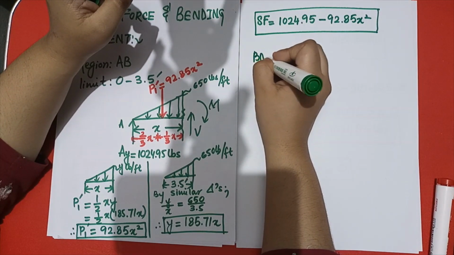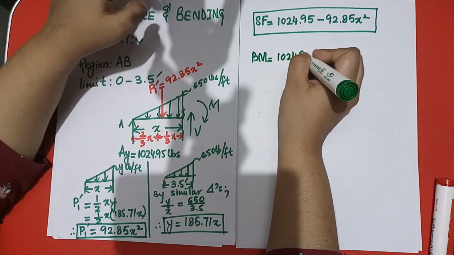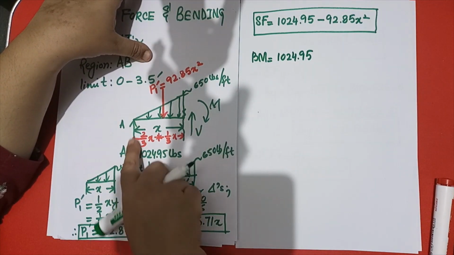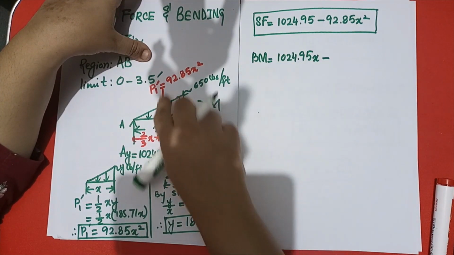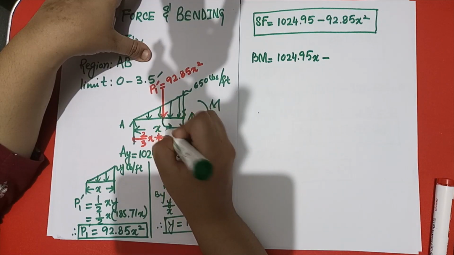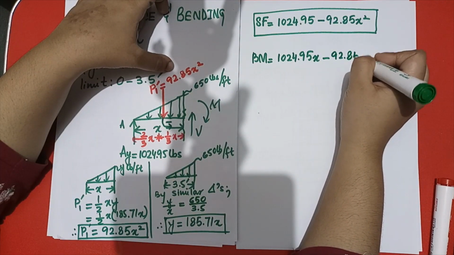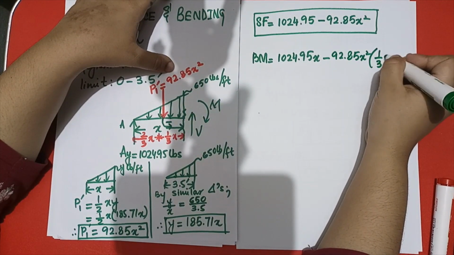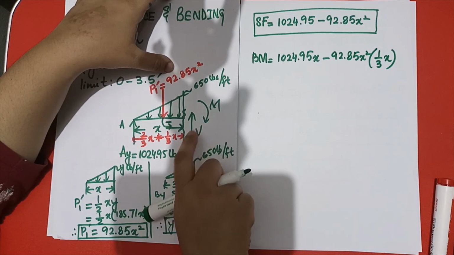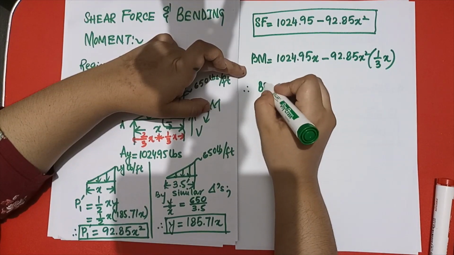For the bending moment equation, it will be 1024.95, because AY should be multiplied with this moment arm, and this moment arm is x. And when I rotate this force here, because it is downward, it should be negative. This is 92.85 x square, which should be multiplied with this moment arm, 1 by 3 x, because we are summing up moment here and shear forces here. So we have to simplify this equation.